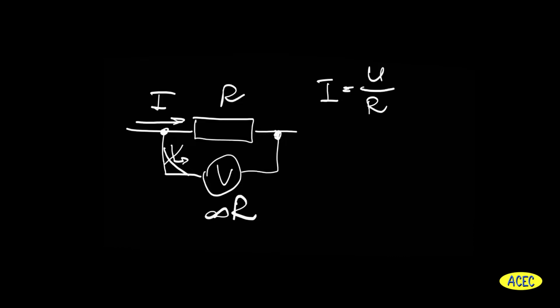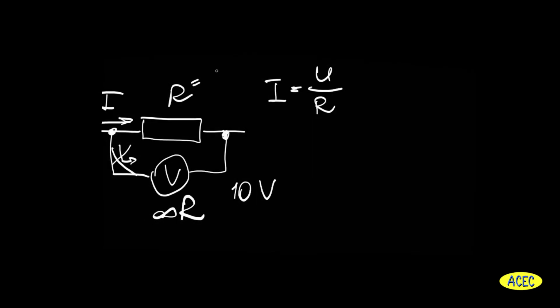For example, voltage will be 10 volts and resistance will be 10 ohms. Taking into consideration Ohm's law, the current is voltage divided by resistance. 10 volts divided by 10 ohms is 1 amp.